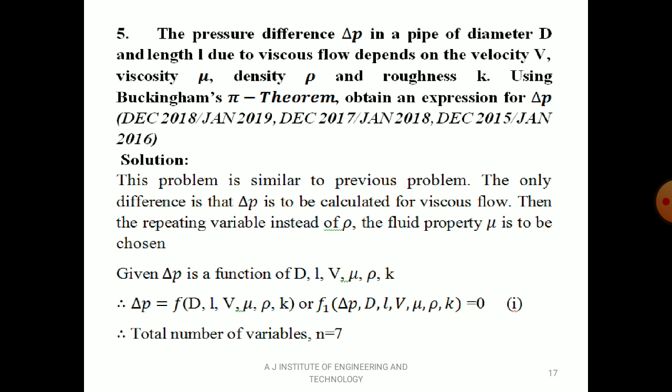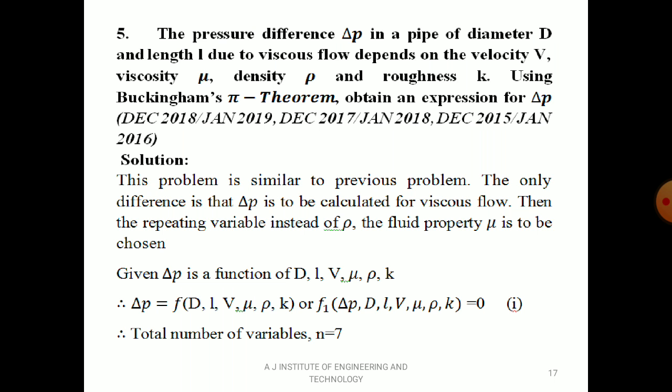Next, the last problem. The pressure difference delta P in a pipe of diameter D and length L due to viscous flow depends on velocity V, viscosity mu, density rho and roughness K. Using Buckingham's Pi theorem, obtain an expression for delta P. You can see this question was asked many times in exams: December 2018, December 2017, December 2015 and so on. So this is a very important problem.